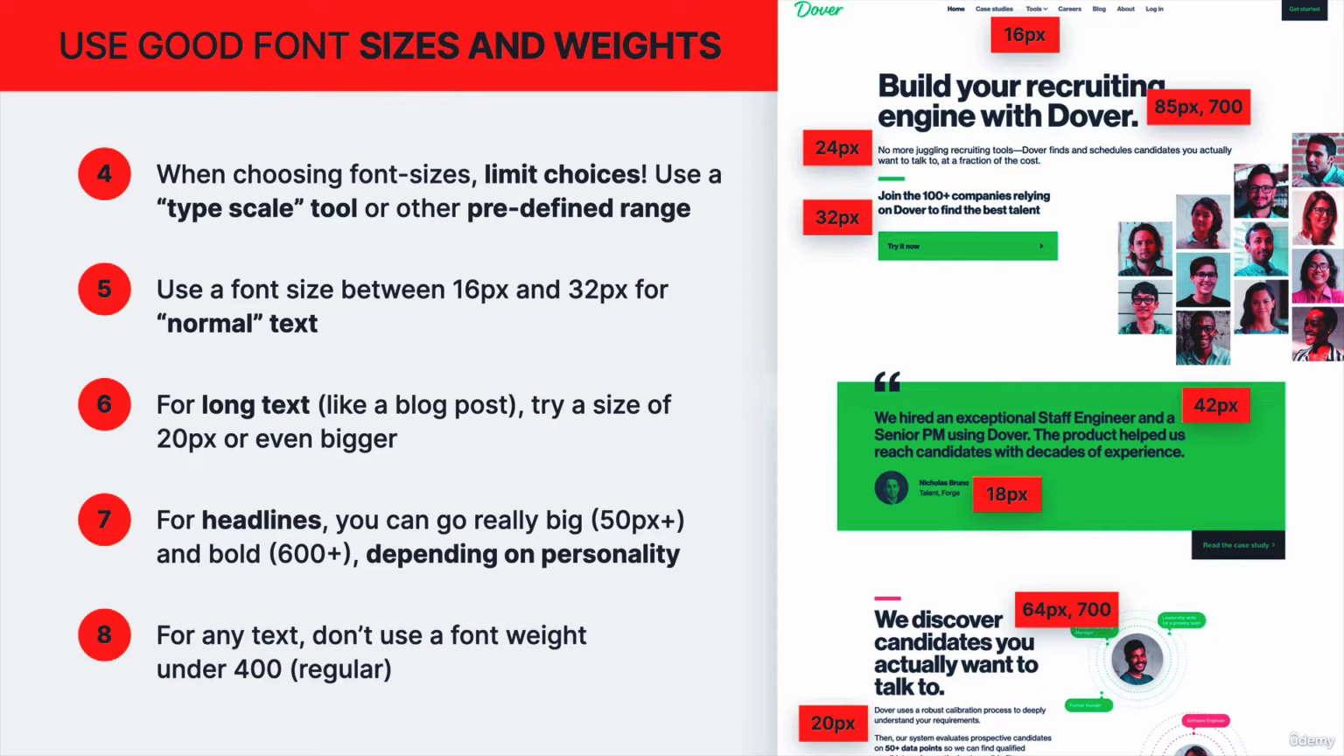Now, the final rule about using good font sizes and weights is to use a font weight that is not under 400. So if you go below 400, that would be light or really light text, and that is hard to read. So just don't go below 400, which is basically a regular font weight.